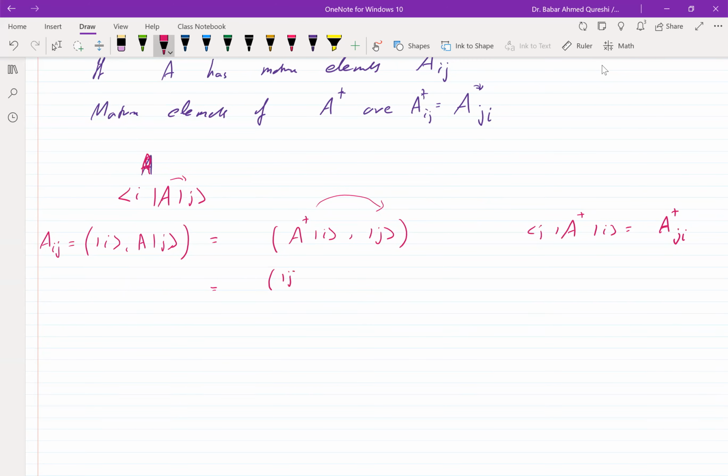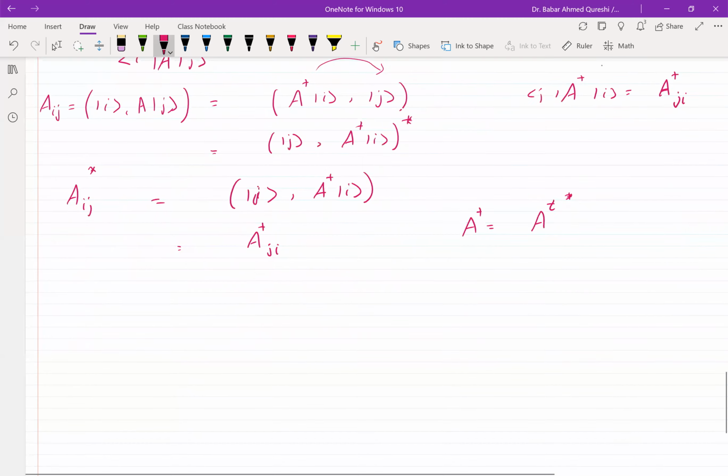So I can reverse the order by introducing a star. And then I can take a star to remove the star on the right hand side. Now, sorry, this is J and this is I. That means I have got the jth, ith element of A dagger, which is equal to the ith, jth element of A complex conjugated. So that means what I claimed, that if you have the matrix of A dagger, this is going to be equal to the matrix of A transposed and complex conjugated. Rows exchanged with columns.